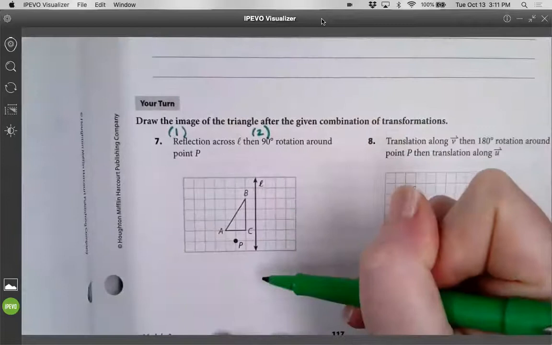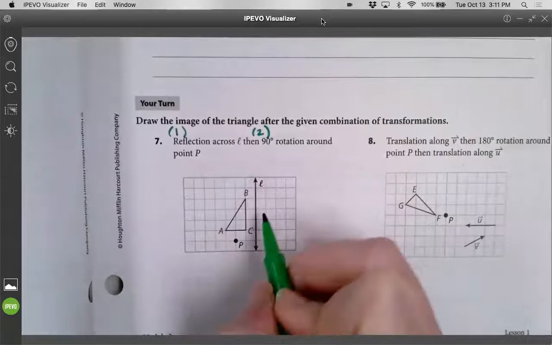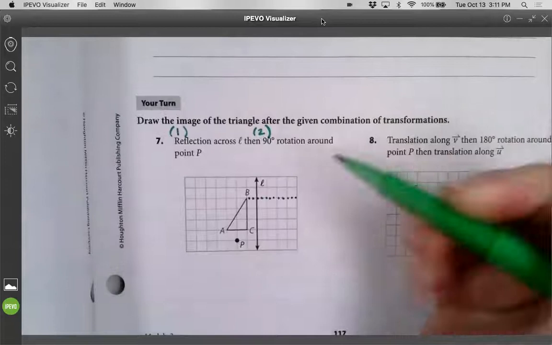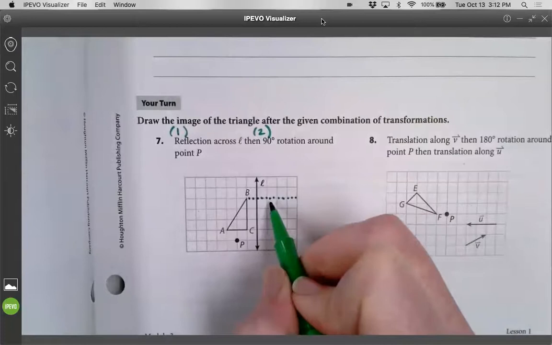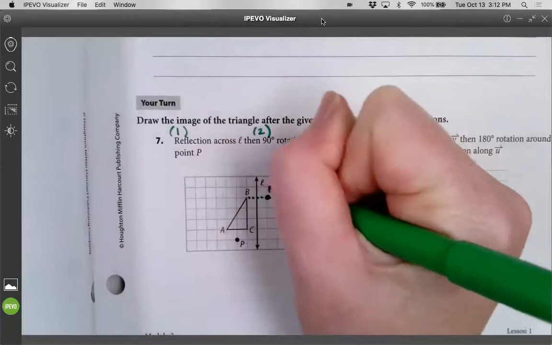And so we know that point B is going to have to travel in a line that's perpendicular to line L. So it's going to have to travel along this line. A perpendicular line, this one is vertical, so a horizontal line would be perpendicular to that. And it also has to be the same distance on one side as the other. So if this is 1 unit away, then B prime is also going to be 1 unit away.